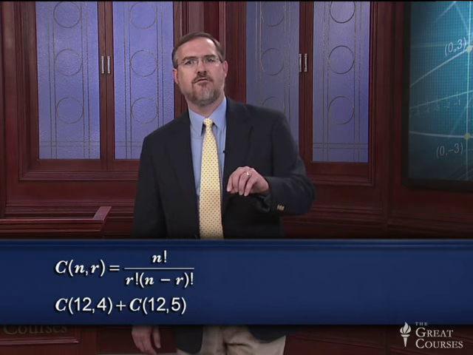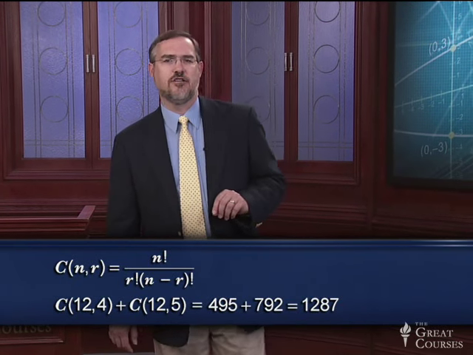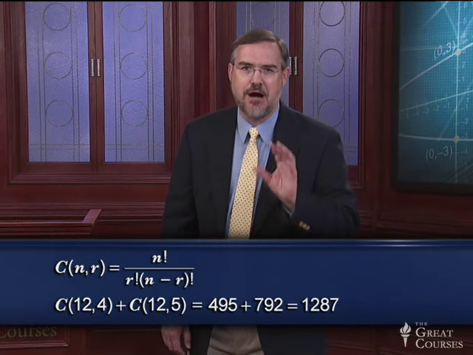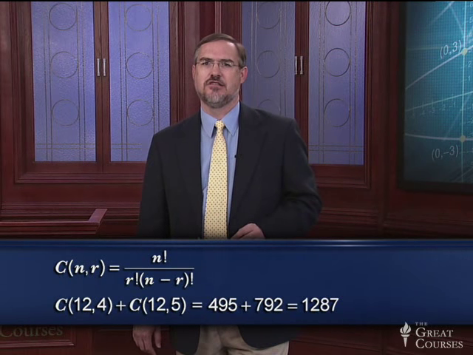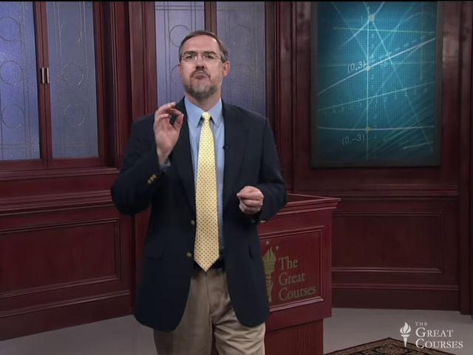C of 12, 4 plus C of 12, 5 turns out to be 1,287 different possible sets of cabin mates that you could have. Well, we've spent a good bit of this lesson now talking about permutations and combinations and how they work with the multiplication principle. In our next lesson, we're going to take what we've learned now about counting intelligently with permutations and combinations, and we're going to start talking about probability.